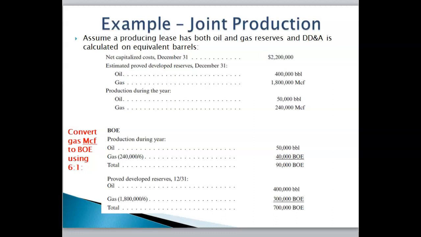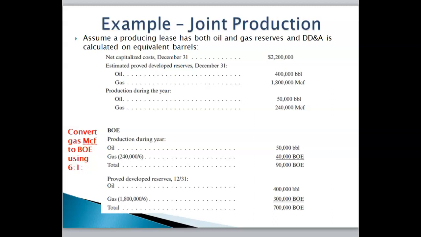On our production, we're going to do the same thing. We have oil of 50,000 barrels. We're going to convert our gas of 240,000 MCFs divided by 6, which is going to give us 40,000 barrels of oil equivalent. So now we're going to add them together. So we look at our production during the year. We have our oil of 50,000 barrels. We're going to take our gas, 240,000 divided by 6, to calculate 40,000 barrels of oil equivalent, and we add those together to get 90,000 barrels of oil equivalent.